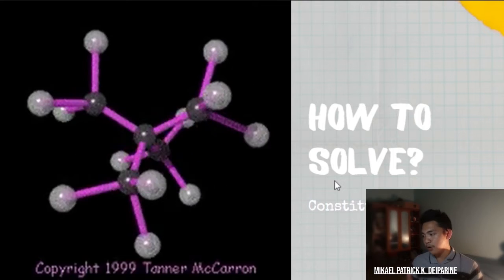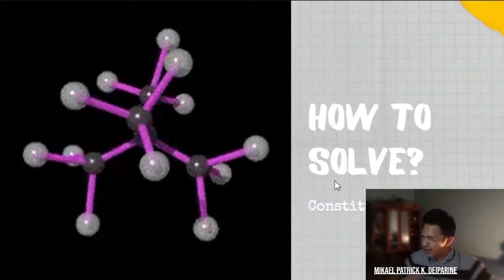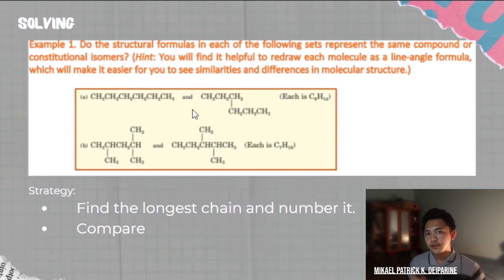And before we move on, we should know how to solve constitutional isomers so that we could understand much better. So this would be example 1. You can find this on your worksheets, your lecture notes on the LMS. Anyway, let's continue. The structural formulas in each of the following sets represent the same compound or constitutional isomers. The strategy for this would be, number 1, find the longest chain and number it, and number 2, compare it with the other constitutional isomer.